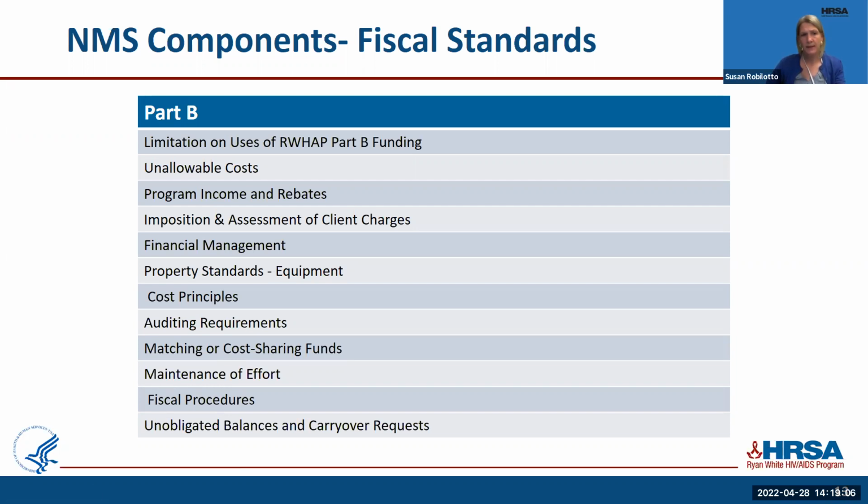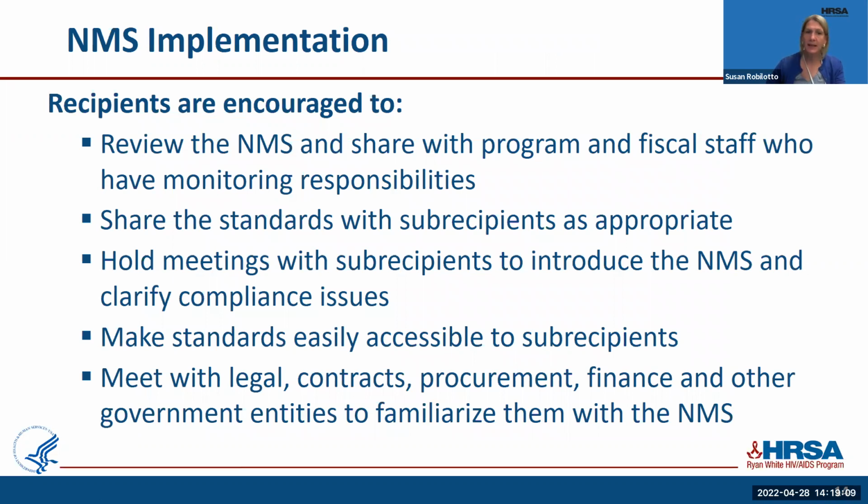Next slide, please. Now we're going to switch gears and talk about implementing the information provided in national monitoring standards. To reiterate what was mentioned earlier, recipients are encouraged to comply with the Ryan White HIV AIDS program requirements as outlined in legislation, regulation, and further defined in grants policy and the HIV AIDS Bureau policy clarification notice and other documents. The National Monitoring Standard is a technical assistance tool that serves as a compendium for Ryan White program requirements, and the HAB's intention is that the National Monitoring Standard facilitates the Ryan White Part B recipients in their efforts to comply with the program requirements.